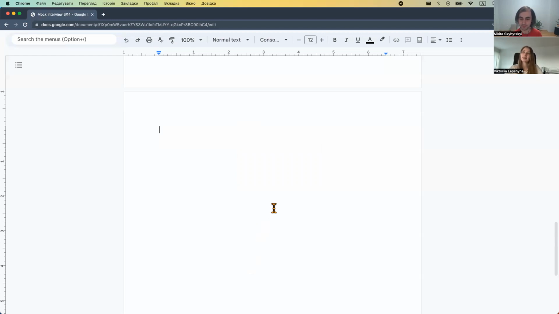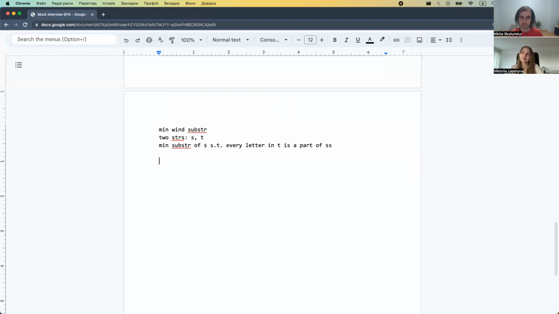So, the problem is called minimum window substring. You're given two strings of different lengths, S and T, and we want to return the minimum window substring of S such that every character in T, including the duplicates, is included in that window. If there is no such string, we just return an empty string.